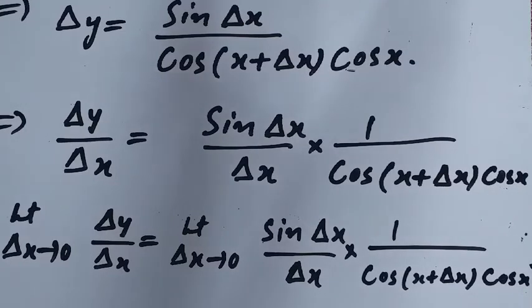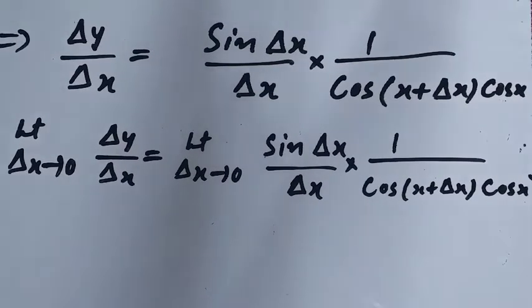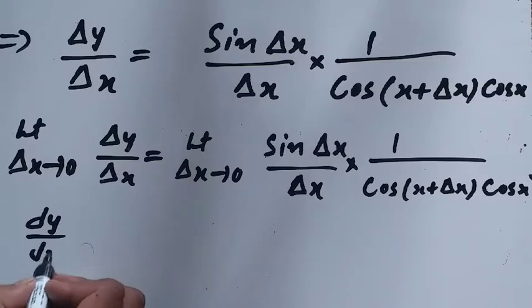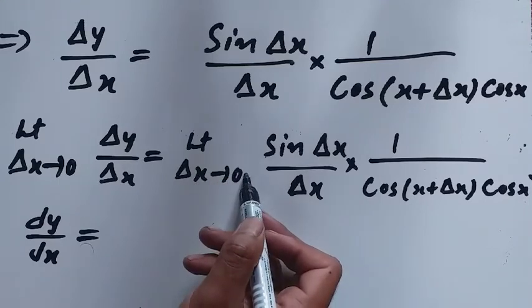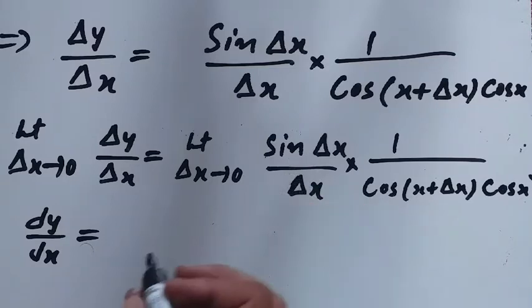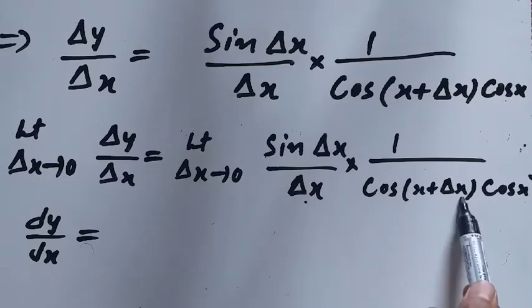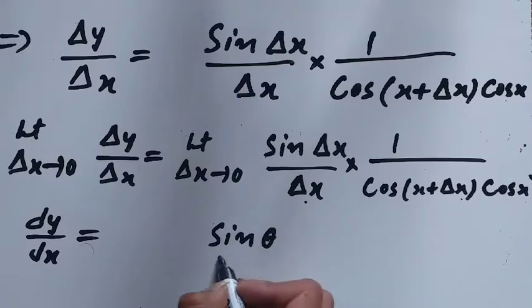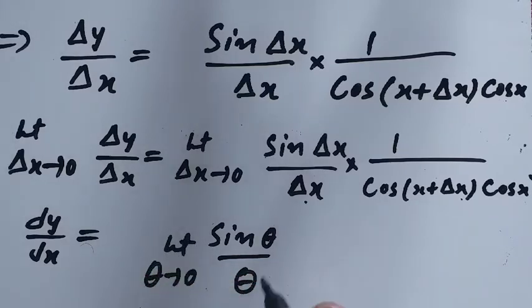All right. When we approach this delta x to 0, this becomes our instant rate of change, that is dy divided by dx, which is equal to, when we approach this limit delta x to 0, as we know, sine theta by theta, when theta approach to 0, limit theta approach to 0, sine theta by theta becomes 1.